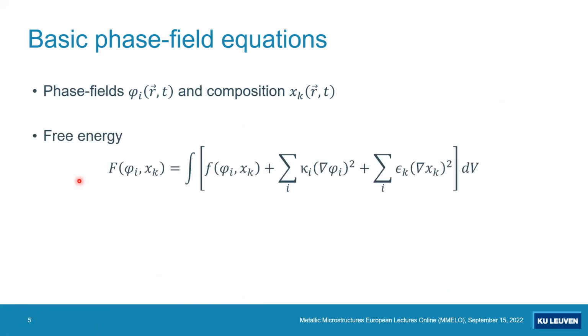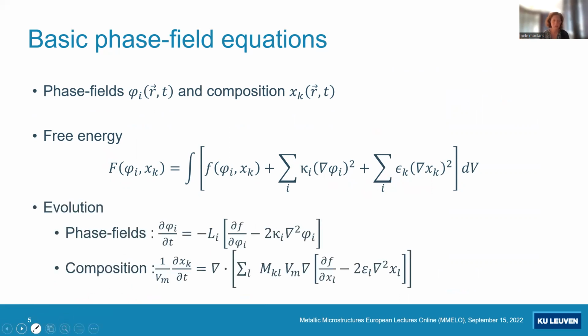Then we formulate a free energy functional, which typically contains what we call a homogeneous part, so a part that only depends on the local values of the phase fields and the composition, and which has also gradient contributions. These gradient contributions are important to obtain this diffuse interface and will also contribute to interfacial energy. This free energy functional is the basics of the model.